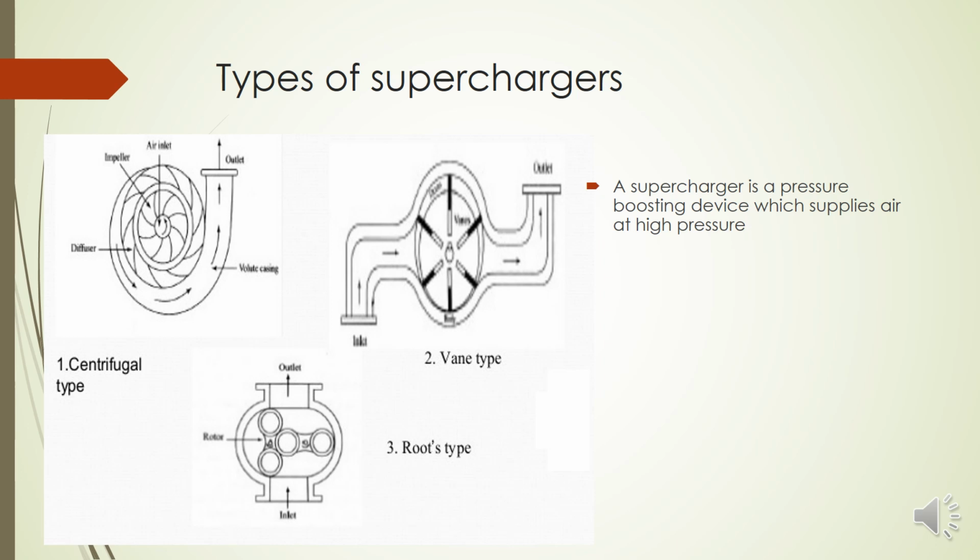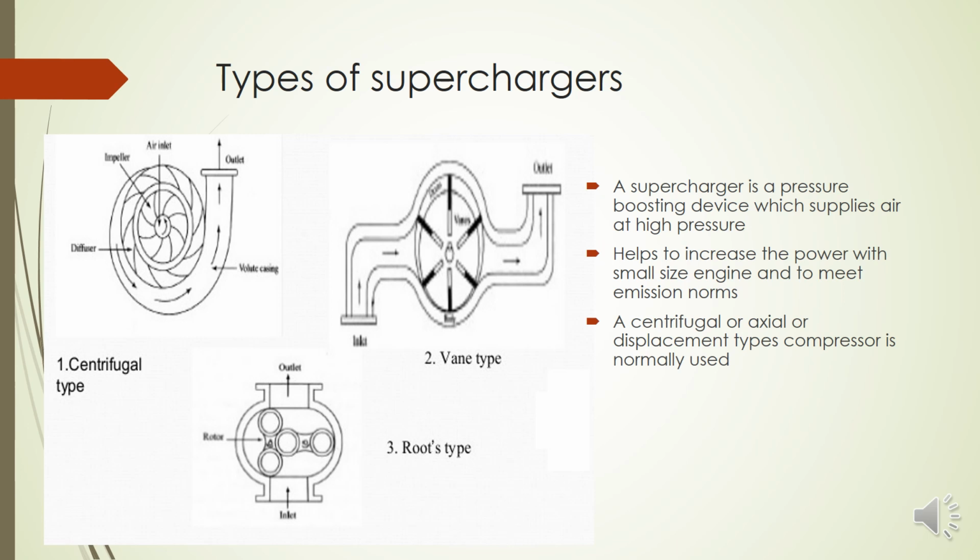In major vehicles, we mainly use the centrifugal type, and we also use the vane type and the roots type compressor. Centrifugal is radial, axial means vane type, and displacement means the roots type compressor. So these are the types of superchargers.